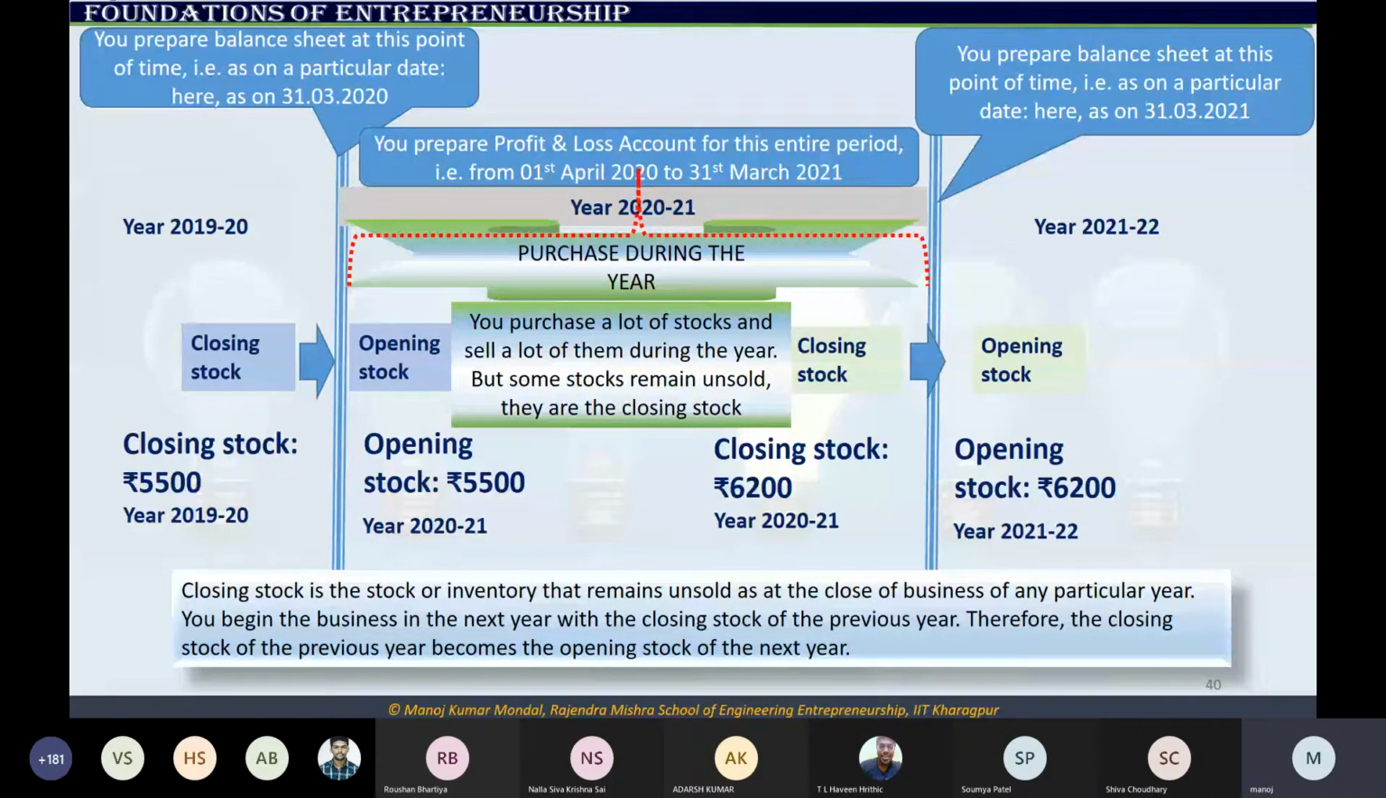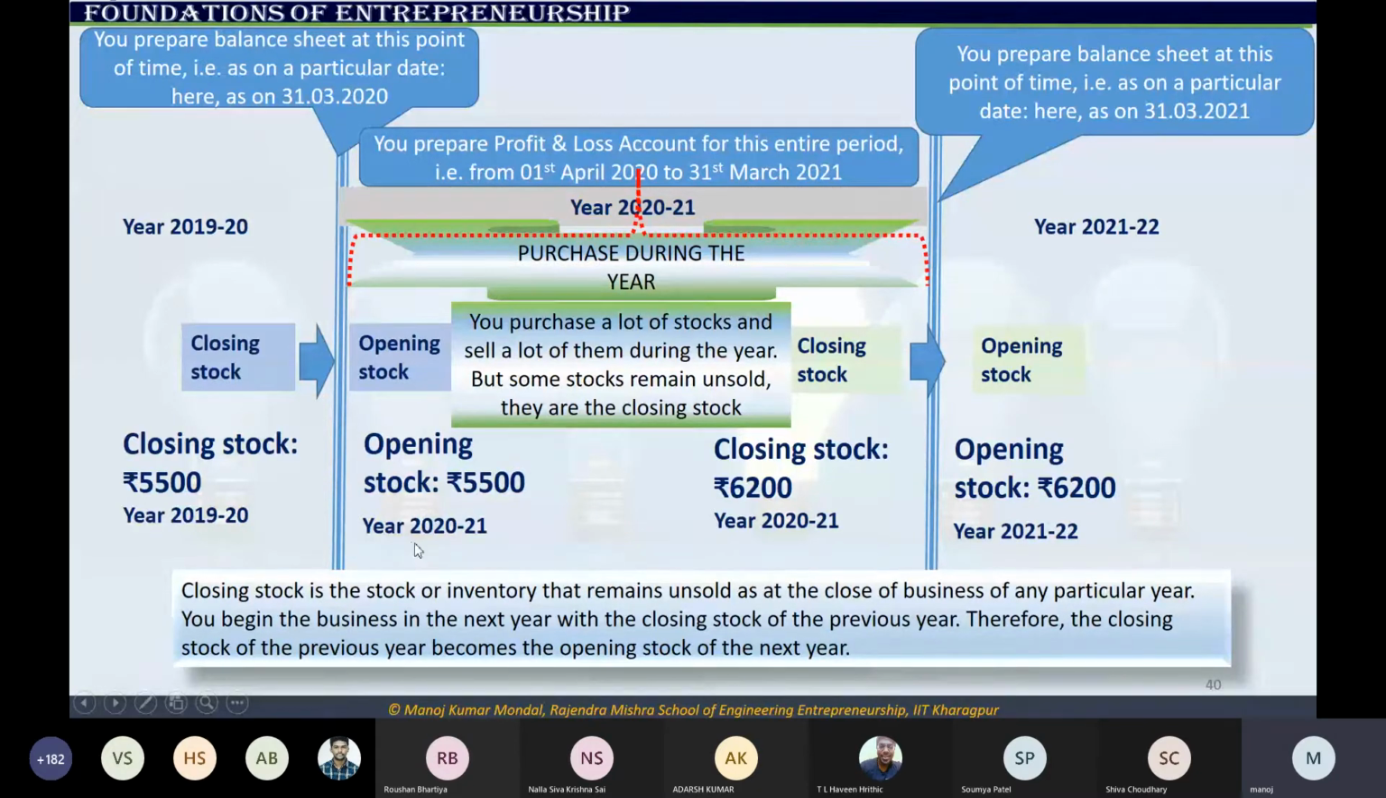one thing needs to be understood very clearly if you want to understand gross profit. That is, gross profit is nothing but sales minus cost of goods sold. Now, what is the cost of goods sold? Number one is the goods that you buy during the year. But then from the previous year, when you prepared the balance sheet, you found that 5,500 worth of goods were lying in stock. Suppose it is your stationery shop, that means in the room itself, you find that 5,500 rupees worth of stock is there at the time you went to bed on 31st March 2020.